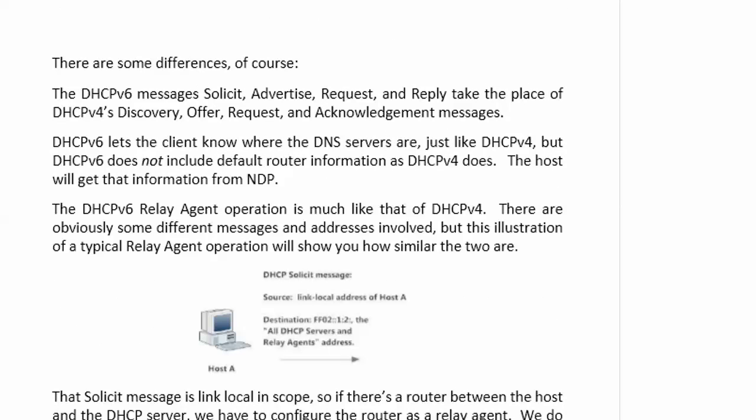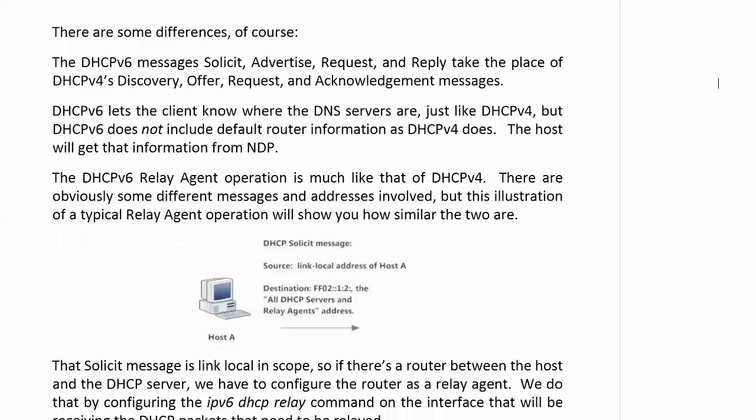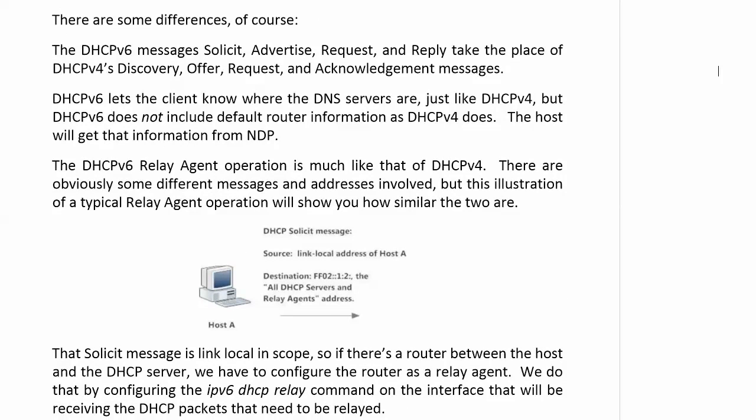Absolutely. The messages are a little bit different. Version 6 messages are solicit, advertise, request, and reply. They take the place of DHCP version 4's discovery, offer, request, and acknowledgement messages. So instead of saying, okay, it's Dora, when it comes to version 6, you could say it's SAR, with 2 R's, that is. Version 6 lets the client know where the DNS servers are, just like version 4's DHCP did and does. But what DHCP version 6 does not include is default router information. The host gets that via NDP.